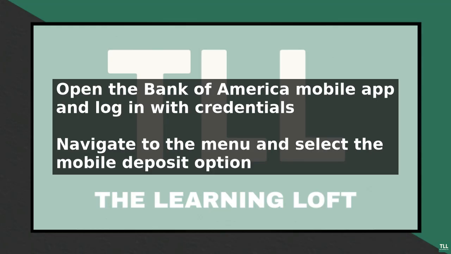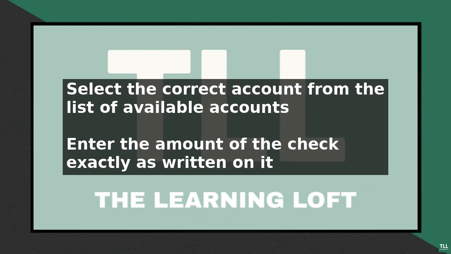Next, enter the amount of the check you are depositing, making sure to match it exactly with the amount written on the check. Take a picture of the front and back of the check using your device's camera, following the app's guidelines for proper check endorsement and image quality. The app will guide you through the process of taking and confirming the check images.